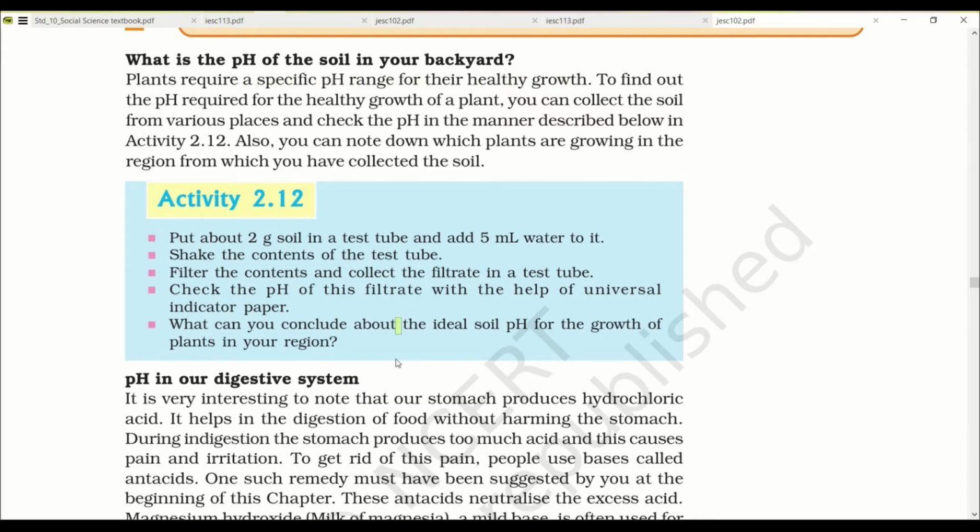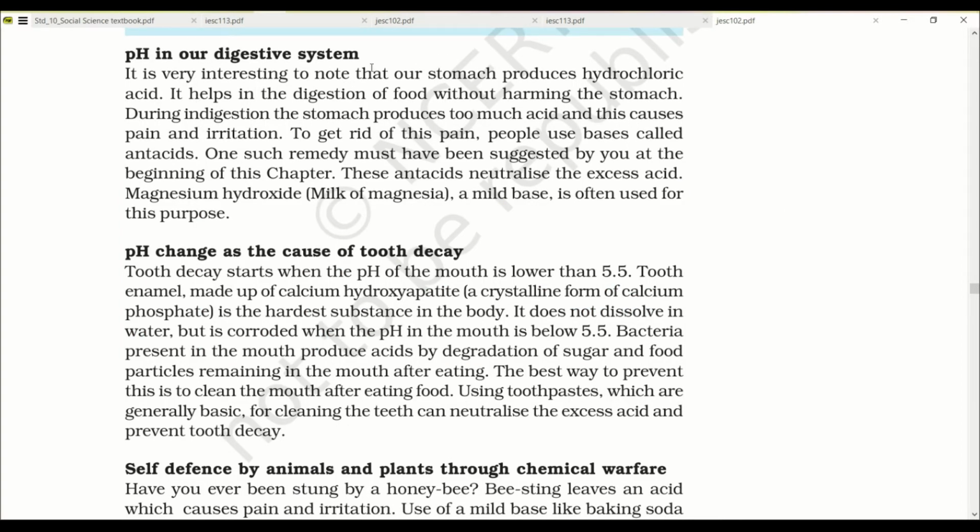So dear students, plants, also a form of living being, require a certain pH for better growth. If they don't get that pH, they won't grow. Soil may become acidic due to the use of excessive fertilizers, or may become alkaline. We have to balance that by adding limestone when it is acidic and gypsum when it is basic. pH in our digestive system.